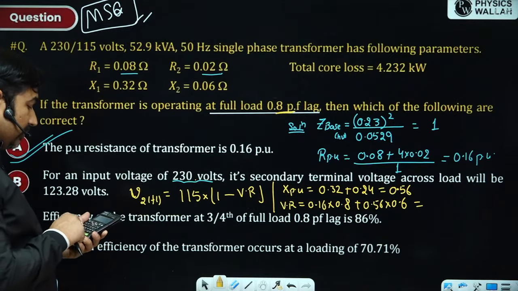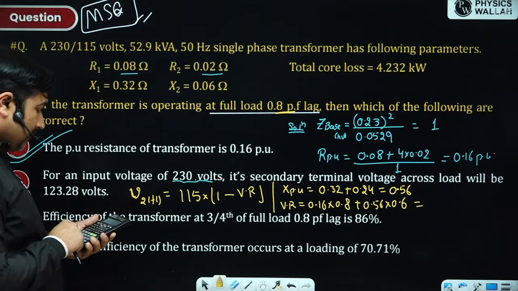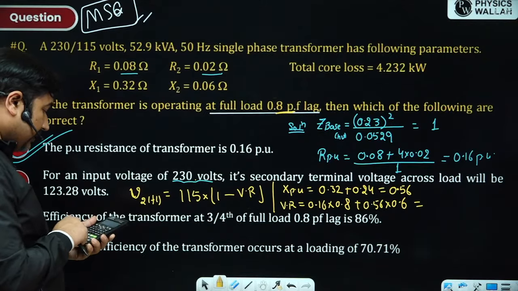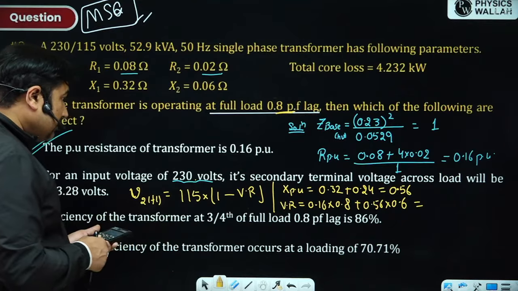How many of you are able to understand this question perfectly? 1 minus voltage regulation, multiplied by 115, we are getting 61. So this is wrong.